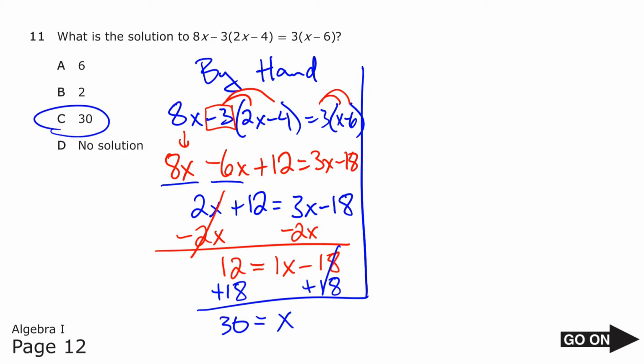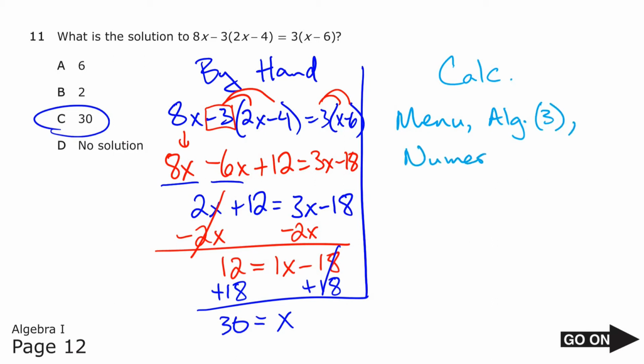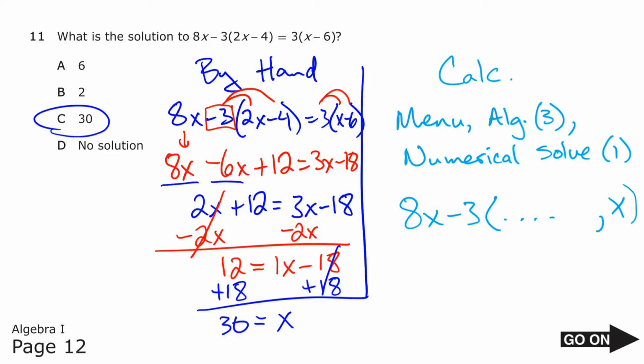There's our answer. You are also aware that you can do it in the calculator, and you would simply press Menu, Algebra, which is 3 on the calculator, and then Numerical Solve, which is 1 on the calculator. Menu 3, 1, then you would type it in exactly as it is, 8 minus 3, parentheses, dot, dot, dot, all the way through, and what do we have to put at the end of it? Comma x. Make sure you put comma x, and then the final parentheses that the calculator put in there for the numerical solve, and then hit enter, and it would tell you x is equal to 30.